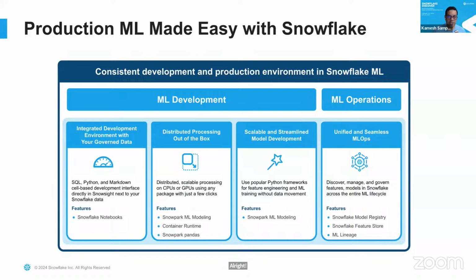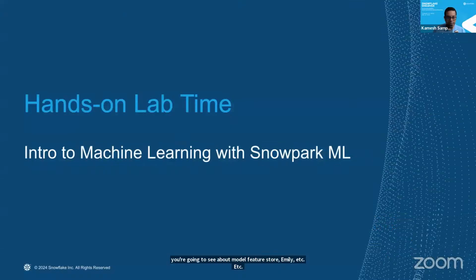So with production ML made easy, in other words, we have ML development and ML ops separated, and we talked about all these things: Snowflake notebooks, modeling APIs, Snowpark pandas. And again, how do we streamline development using Snowpark optimized warehouses without data movement? And finally, we are going to go to the unified, seamless ML ops, where you're going to see model registry, feature store, ML lineage, etc. Okay. So with that, I think probably it's hands-on time.